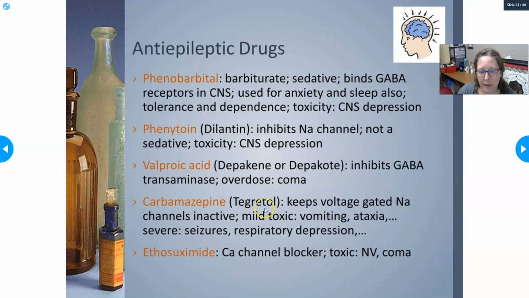Carbamazepine is Tegretol. It keeps voltage-gated sodium channels inactive. With mild toxicity, you see vomiting and ataxia, which is clumsiness. With severe toxicity, you see seizures and respiratory depression, meaning their heart rate and respiratory rate are going to be low. And ethosuximide is a calcium channel blocker, and with toxicity, you see nausea, vomiting, and coma.